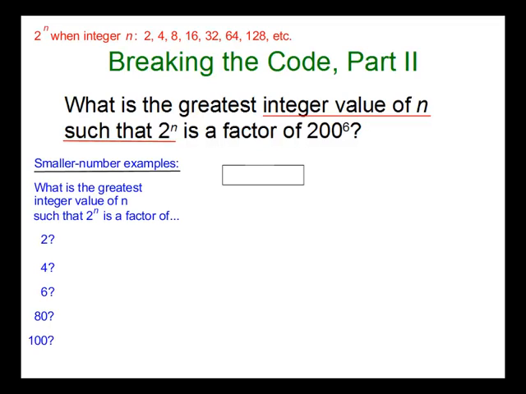So here's a technique. You can ask yourself the question, but about simpler numbers. Often doing so will reveal what's really going on. So go ahead and ask yourself this question. What's the greatest power of 2 that is a factor of these numbers that I've listed here: 2, 4, 6, 80, and 100? Take a moment and think about that.